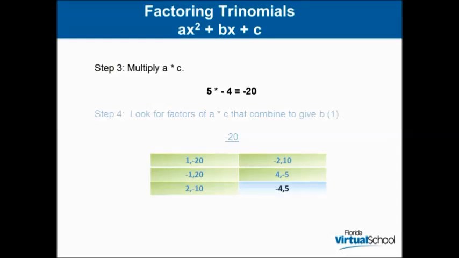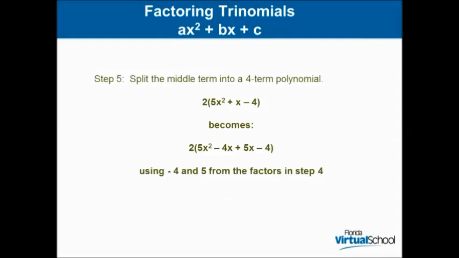Our next step is to multiply a times c. In this case, 5 times negative 4, giving negative 20. We'll find all the factors of negative 20 in our list below. We'll look for the 2 factors that you could then combine to give a positive 1, because that was our middle term. Of the factors listed here, negative 4 and 5 are the 2 that could be combined to give 1. So we'll rewrite our trinomial with 4 terms using those 2 factors.